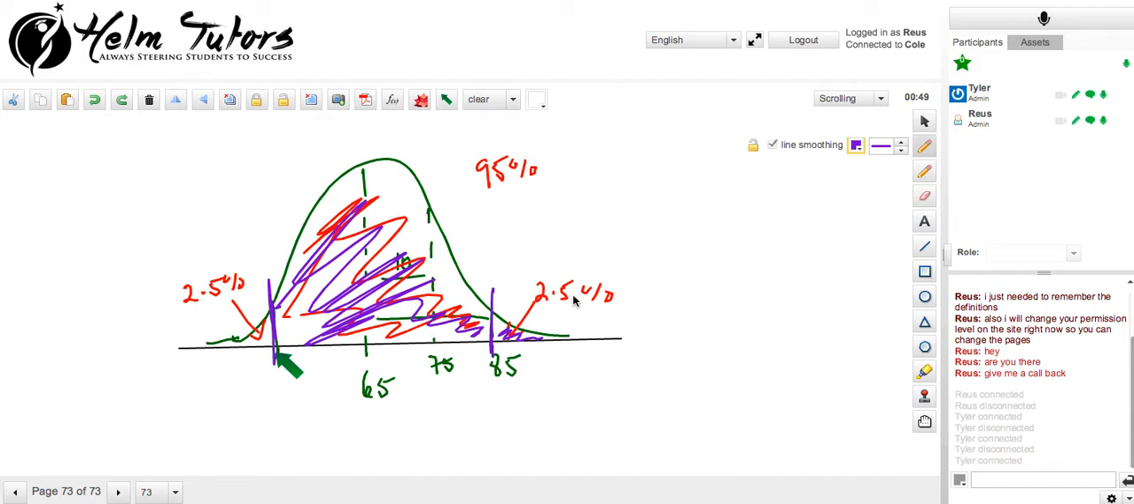I think the bottom part of this worksheet doesn't say anything. So let's go to the next page. Go ahead and read it.